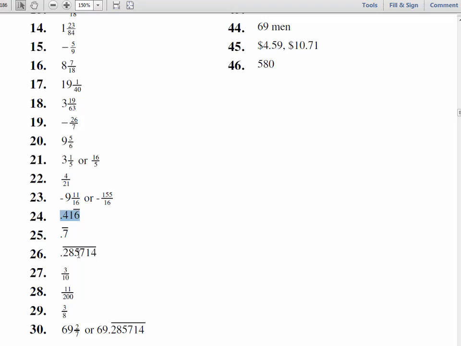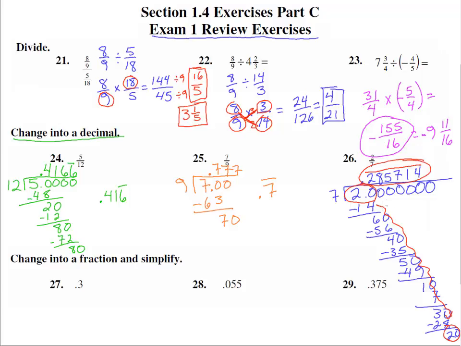And it's 0.285714. Wow, I'm not sure how many of you would actually go through that whole process to find out where it repeats, but every fraction will eventually repeat a pattern. And in this case, it just took 6 numbers in order to repeat it. Good. All right, let's do number 27.